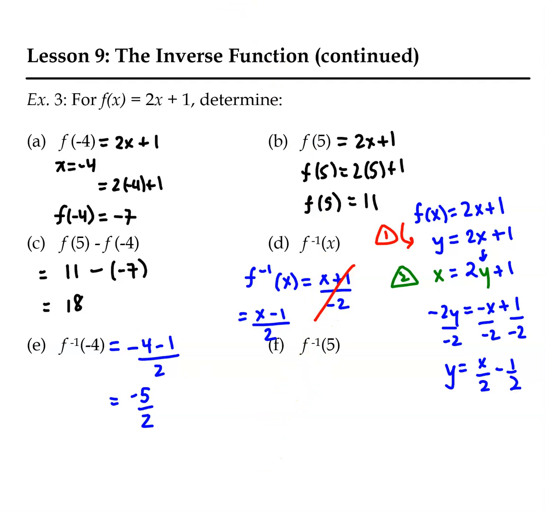Okay, lastly, let's look at substituting into our inverse equation at 5. So I'm going to use the y value as f inverse at 5 is equal to x over 2 minus 1/2. We'll try this version. So 5/2 minus 1/2 is 4 over 2, giving us 2.